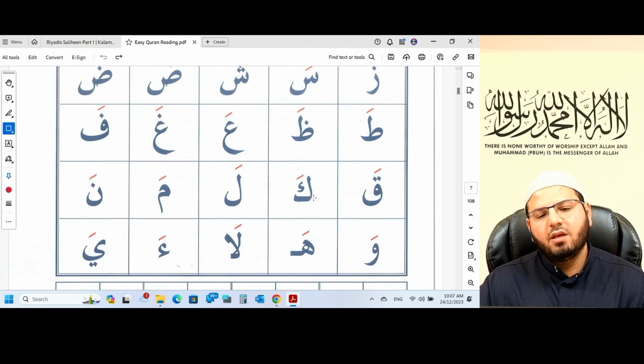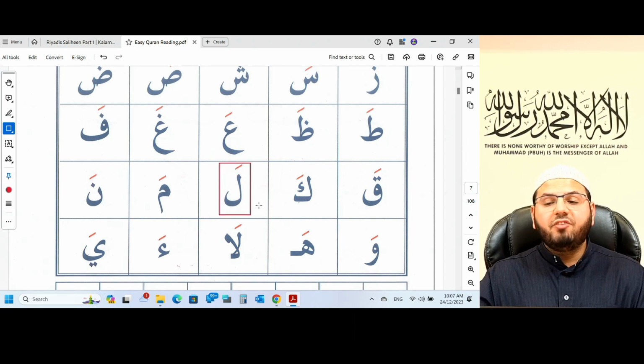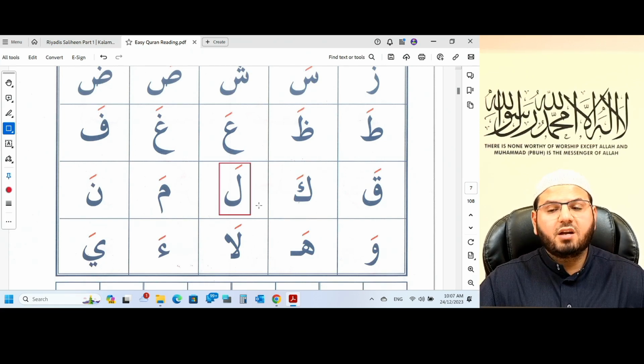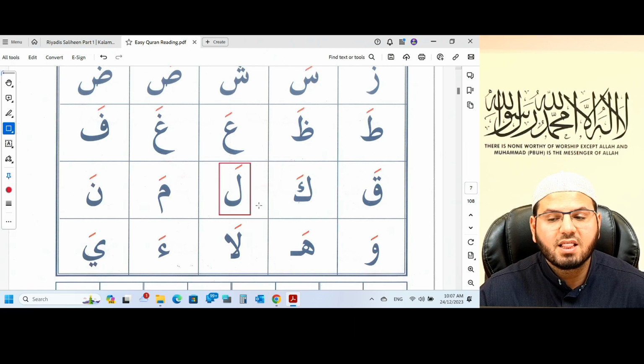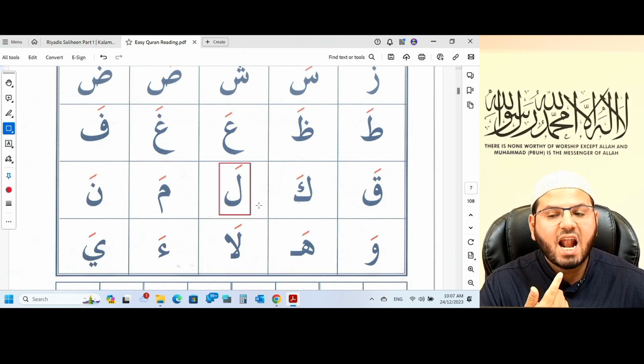Okay, so let us move to the next letter. This letter is very, very important, because some people make a mistake with this one. Some people put their tongue outside like this and say la. This is wrong. We will say it from inside. Your teeth will be outside and your tongue will be inside, like this.